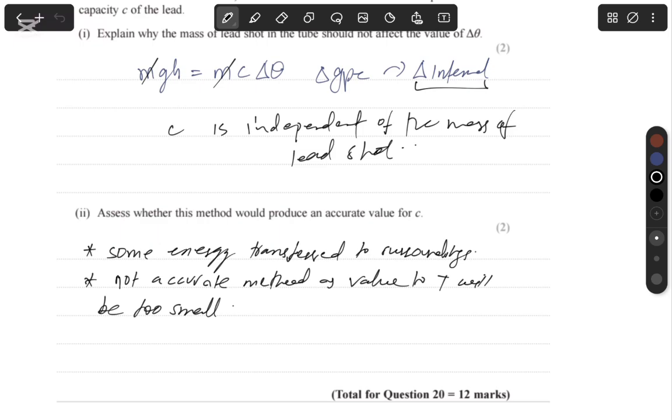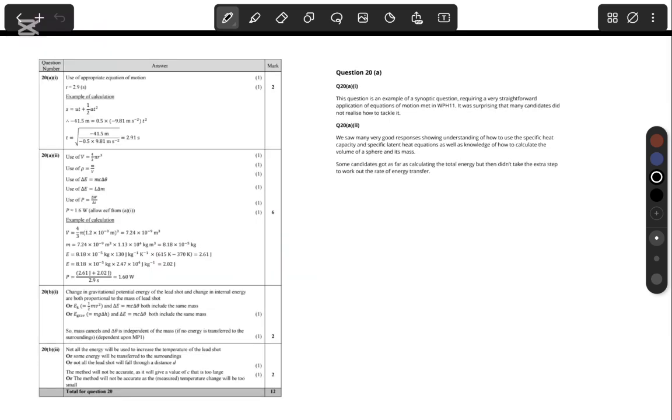I'm going to be showing you the mark scheme and the examiner report. Here is the mark scheme, and we have the examiner report on the other side.